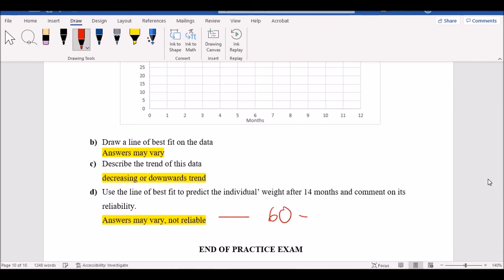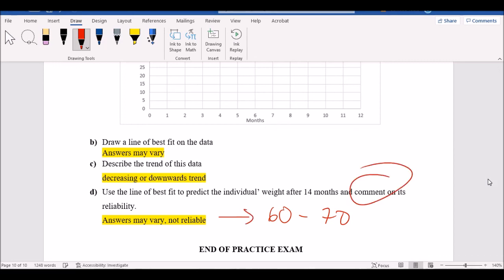But I think one of the things you guys all wrote in your answers in the SAC is you actually wrote the range. You can't do that in the exam. You have to write a specific number. Okay? So don't write the range, write a specific number for your answer.